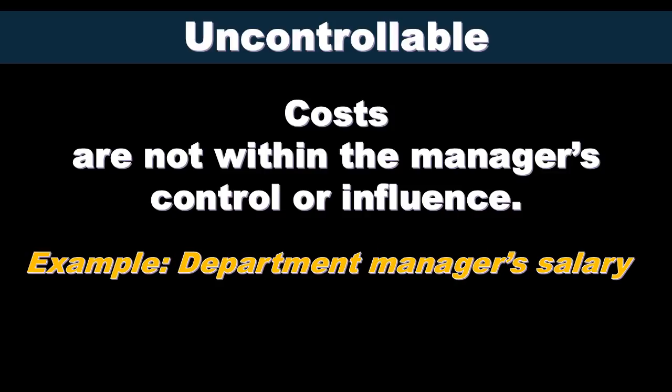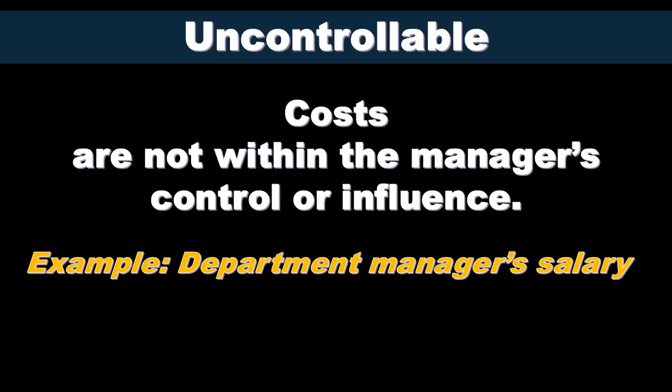A common example of an uncontrollable cost is the department manager's salary. In other words, if we were running the department, then we have control over the costs of the department, such as the supplies and whatnot that are going to be used and consumed within that department. But our own salary is not something that we have control over. We can't change our own salary. That's going to be someone above us who has control over our own salary.